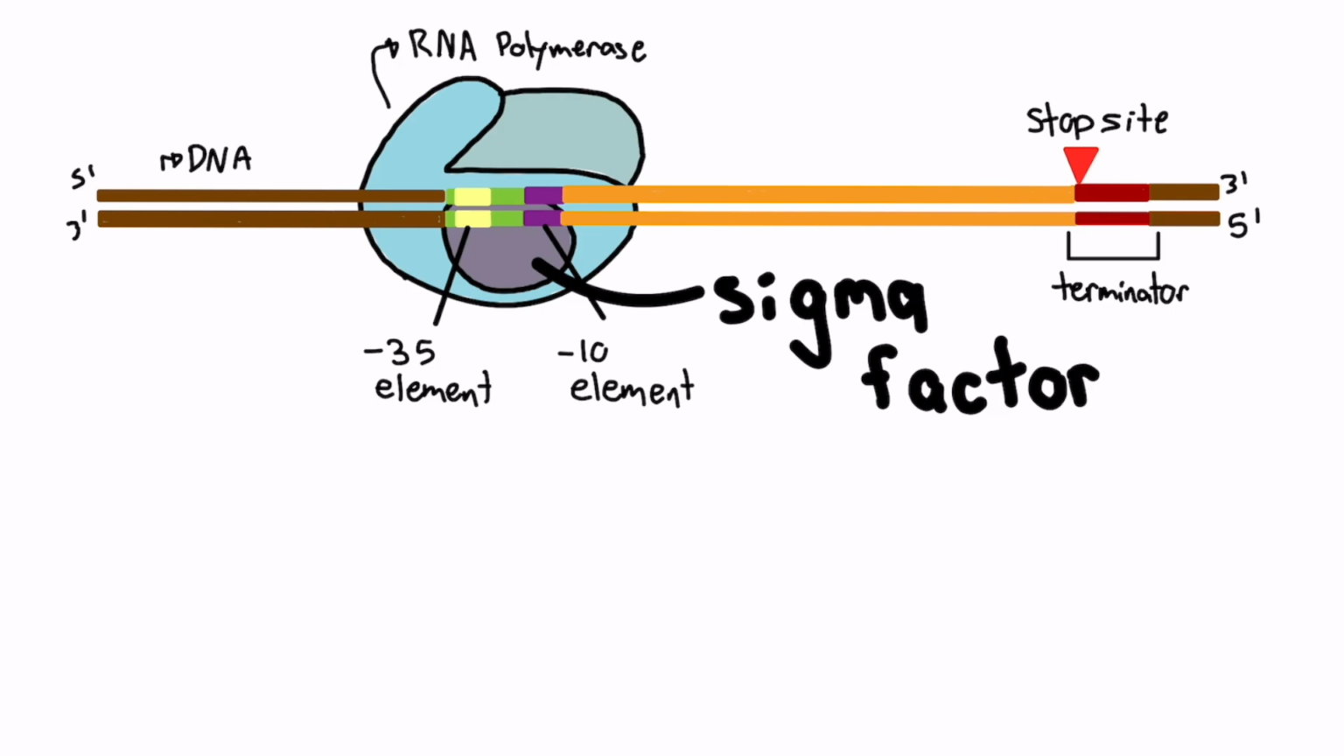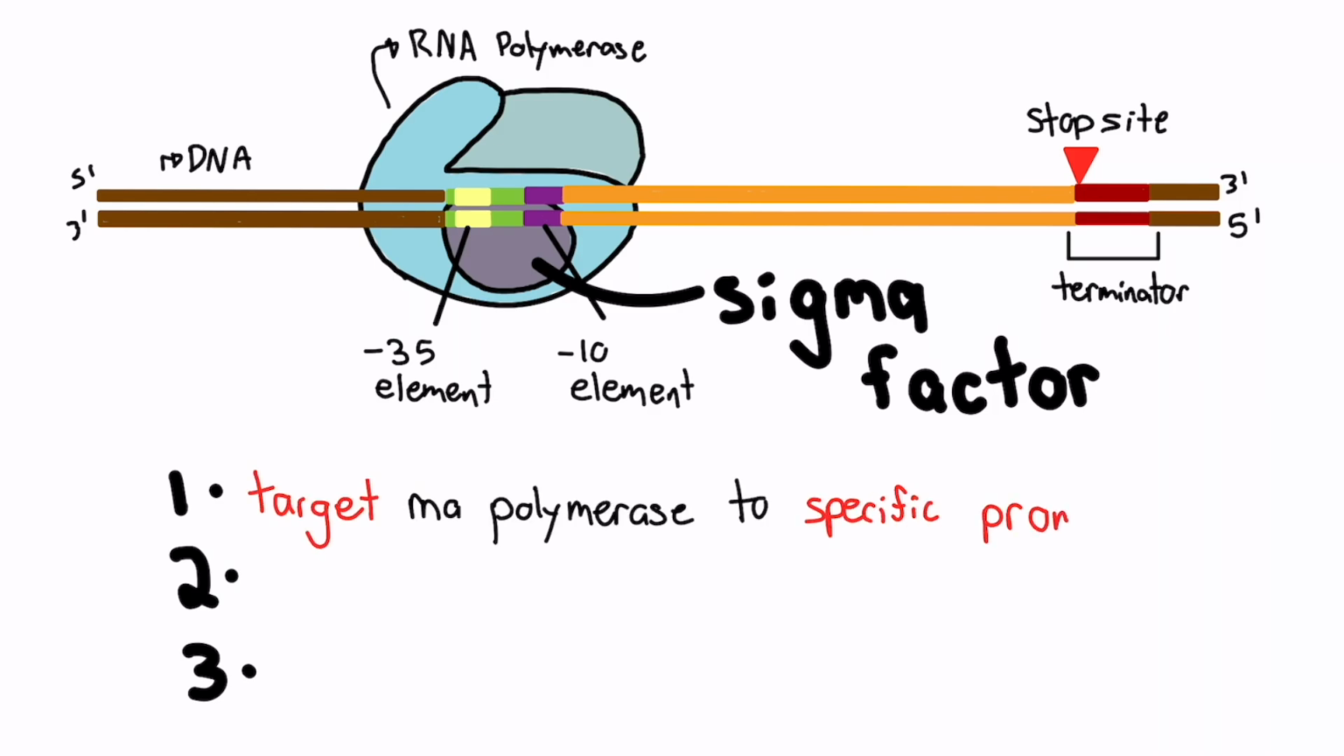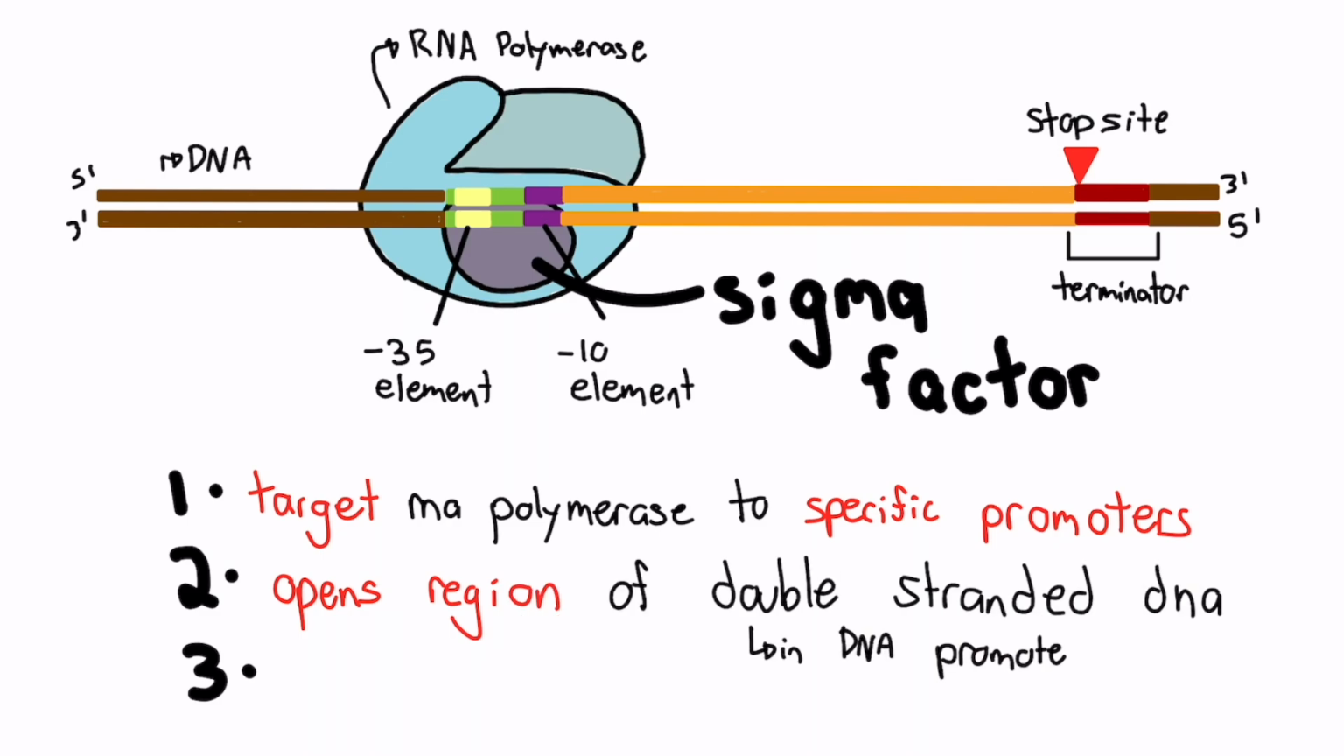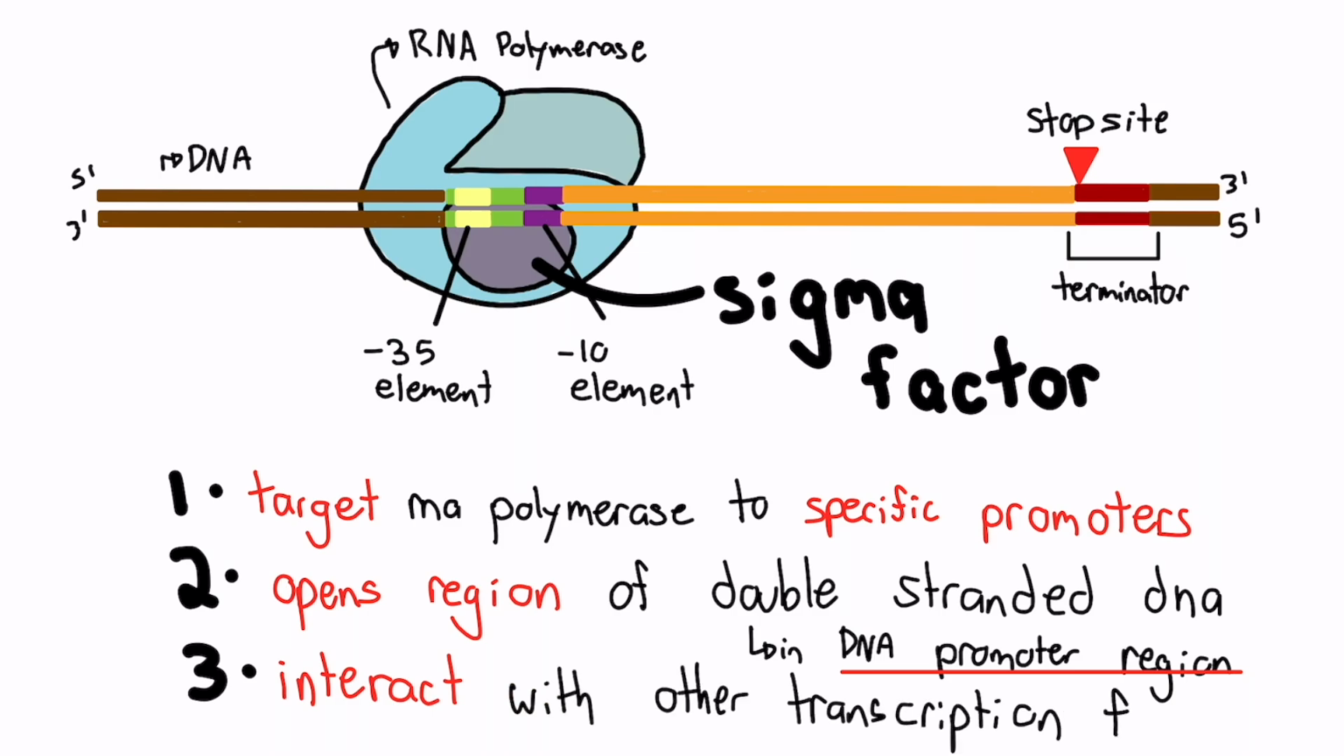The sigma factor has three main roles in RNA synthesis initiation. 1. Target RNA polymerase to specific promoters. 2. Open regions of the double-stranded DNA promoter. 3. Interact with other transcription factors.